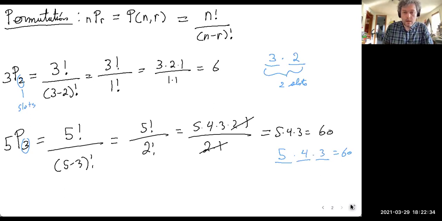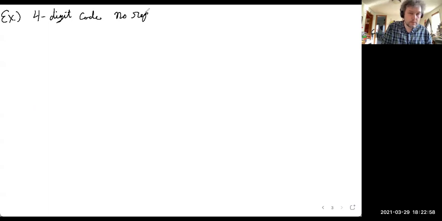Okay. Where can this show up in, say, a word problem? Last time we talked a lot about codes. So let's do an example with that. Let's do a 4-digit code, no repeats. Meaning, we don't want something like 5, 5, 5, 5. We don't want that.